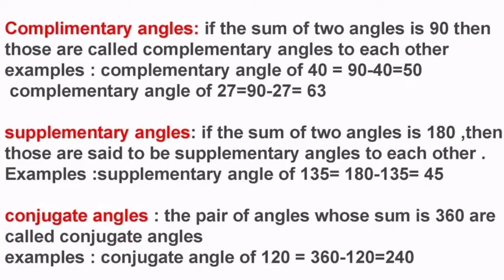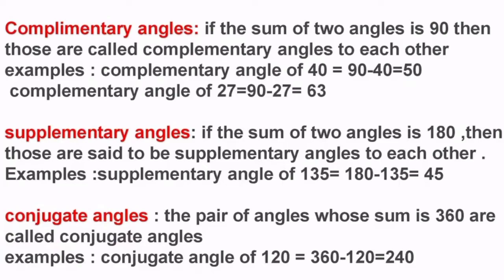Next, in this slide we are going to discuss some notes. Note 1: If two angles have a common vertex and a common arm, then they are called a pair of adjacent angles. Linear pairs of angles are always supplementary, but supplementary angles need not be a linear pair.